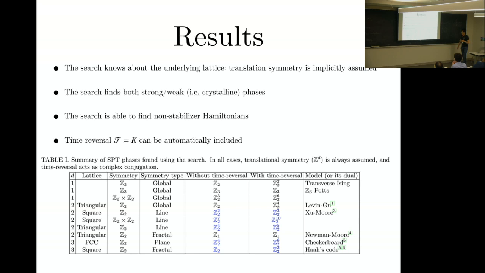And moreover, the search is able to find non-stabilizer Hamiltonians. And one other gimmick is that I can always just include time reversal, which is defined as complex conjugation, and it gives me more stuff automatically. So it produces the results known from group cohomology in the global cases, and it gives some new interesting, for example, crystalline phases of fractons or crystalline SSPTs in these subsystem symmetry cases. So before I do the subsystem case, let me just show you how this works.